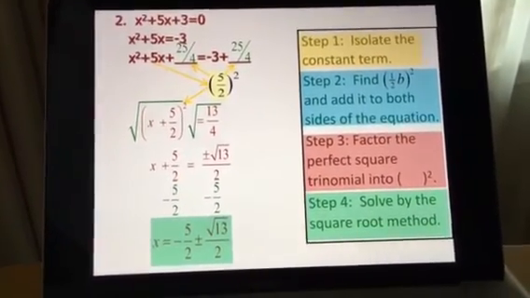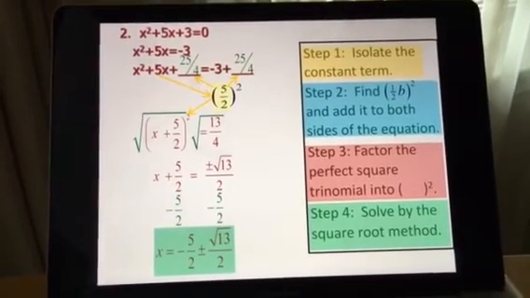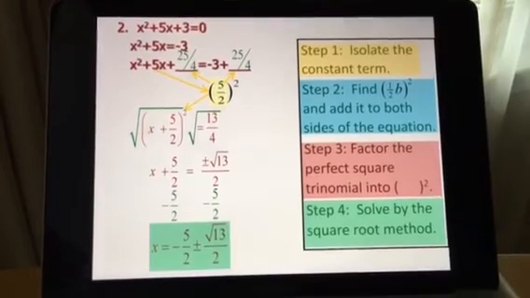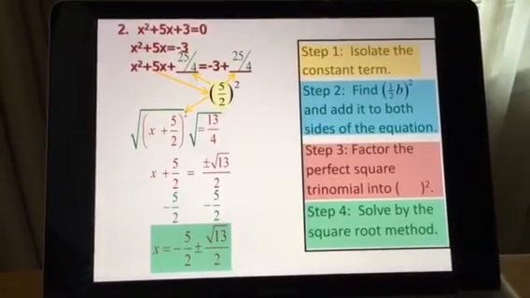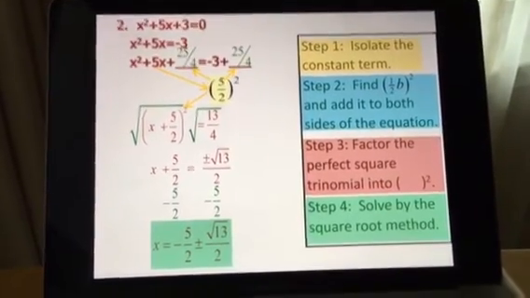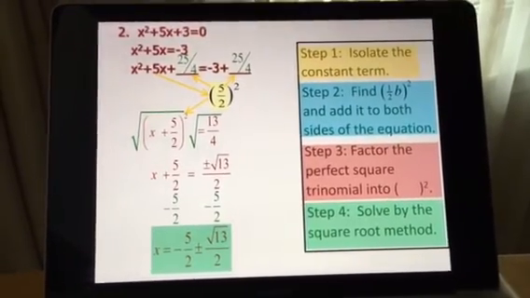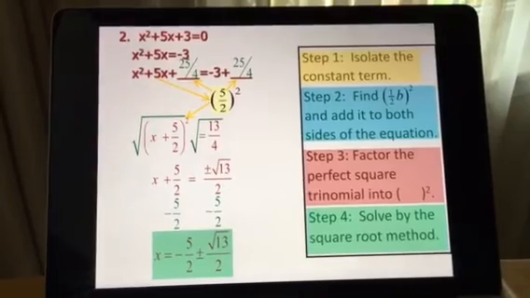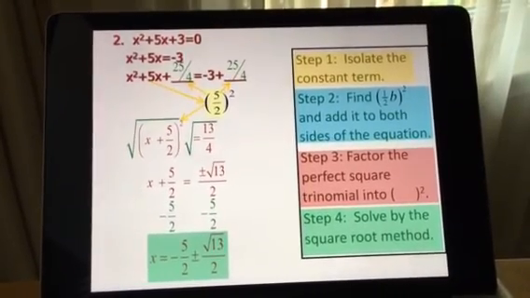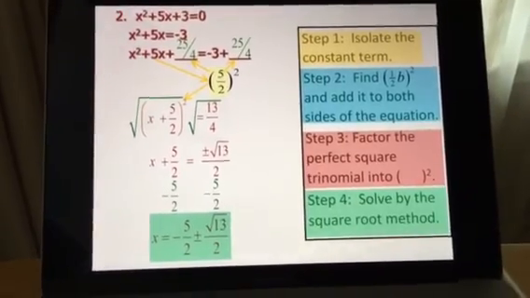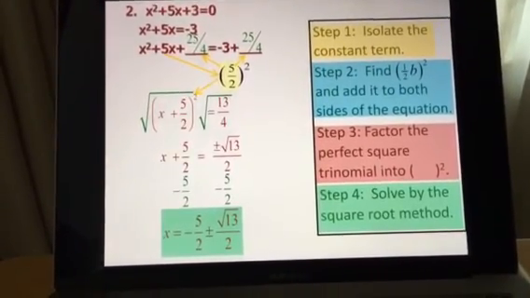Now, to recap, what are we doing? We are going to isolate the variable, take half of the linear term, square it, create the perfect square trinomial, and then go ahead and solve by the square root method. And that concludes our lesson. We'll practice in the next step.